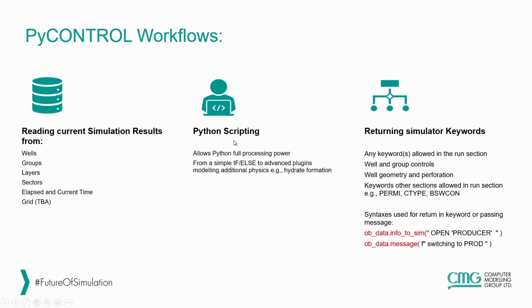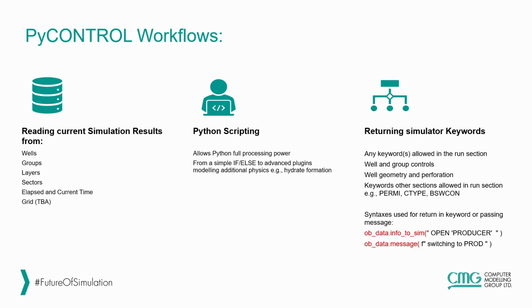In terms of Python scripting, this is really where the user has to focus. Once you've read all the current simulation outputs, the code has to analyze the data. That analysis might be a simple if and else condition, or you might engage really more complicated plugins to account for things like hydrate formation, which might not be covered by a fully mechanistic model currently available in CMG.